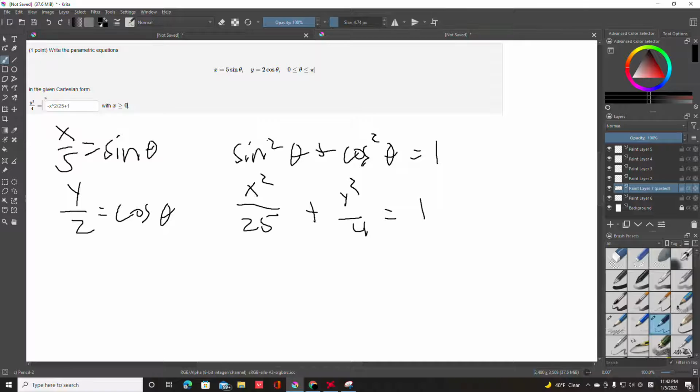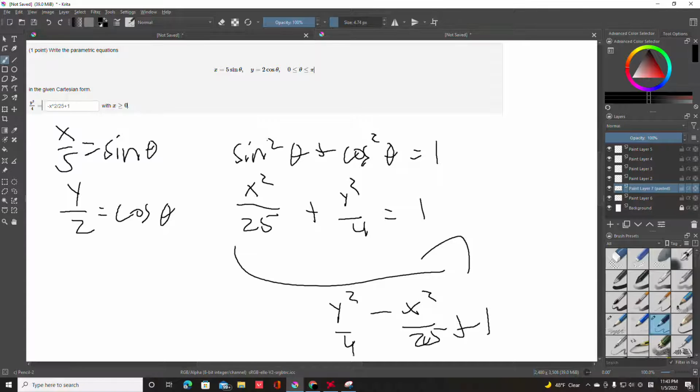So we want to write it into this Cartesian form, y squared over 4. So all we need to do is just subtract x squared over 25 from both sides. So we would just get negative x squared over 25 plus 1, and that would be your answer. This is y squared over 4, like that. Pretty simple.